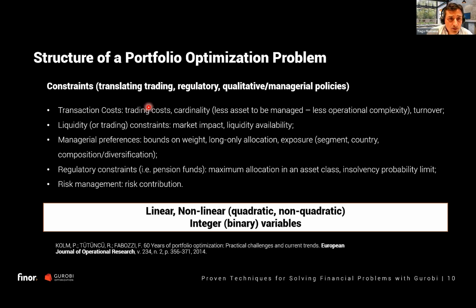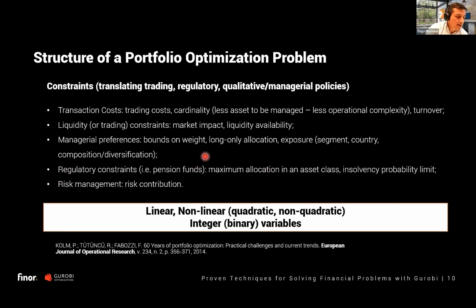Just some examples: you might have a liquidity constraint, especially when we are dealing with assets that are not traded as often, and those constraints might be represented by a market impact or the liquidity availability. You might have some managerial preferences that are often related to the policy of the fund you're managing. For instance, you might have bounds on the weights of some assets. You might have a long-only allocation. You might have a limited exposure for some segments or some countries. And you have a lot of regulatory constraints also.